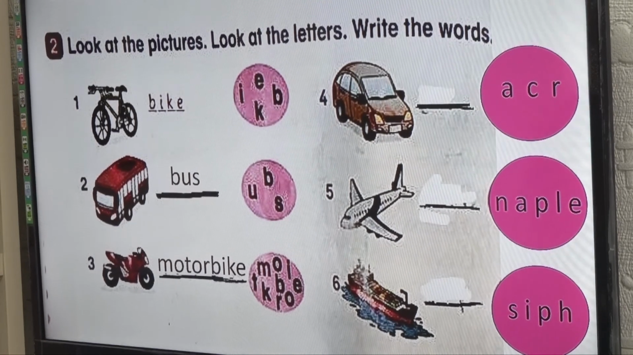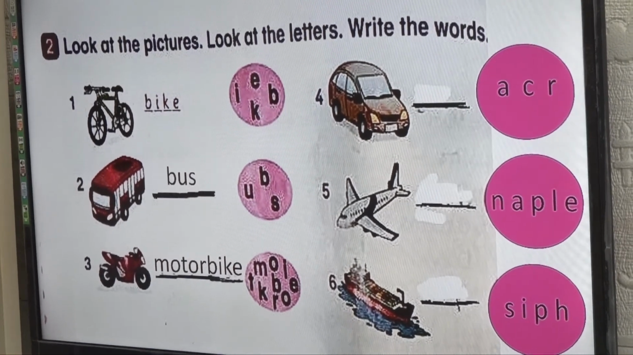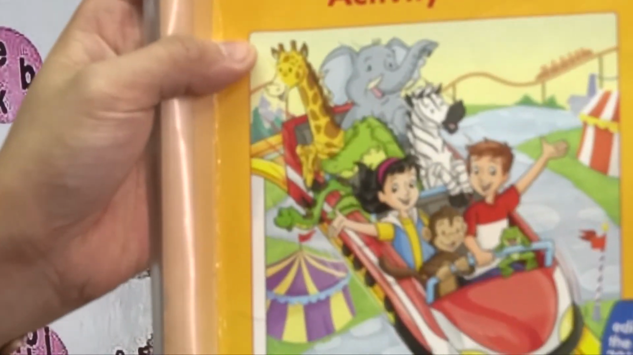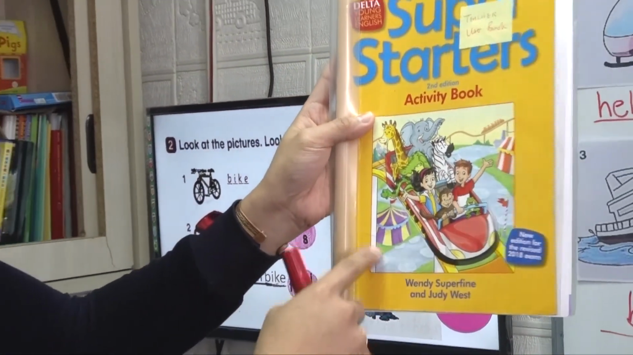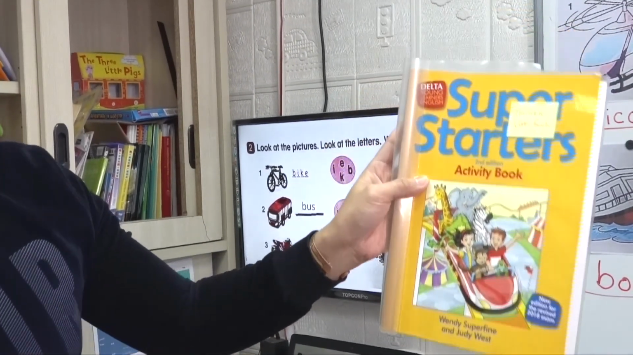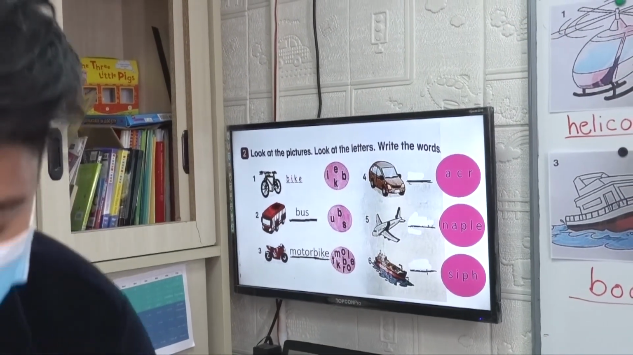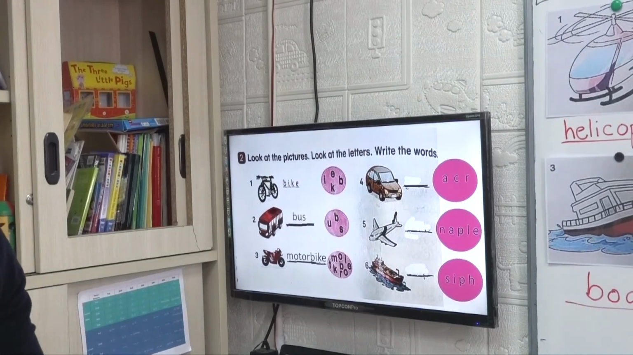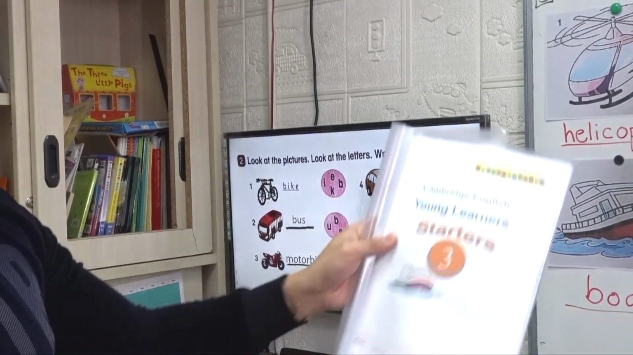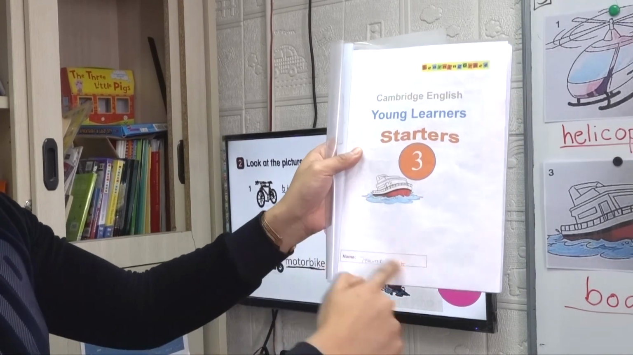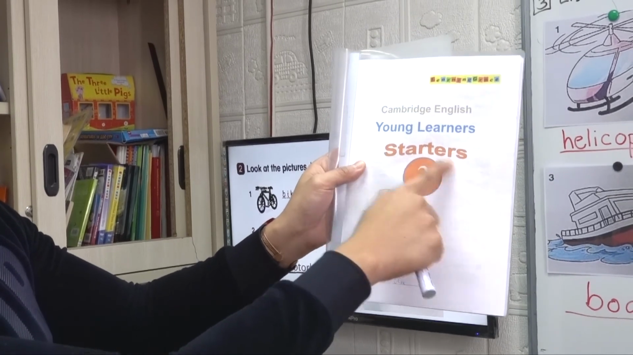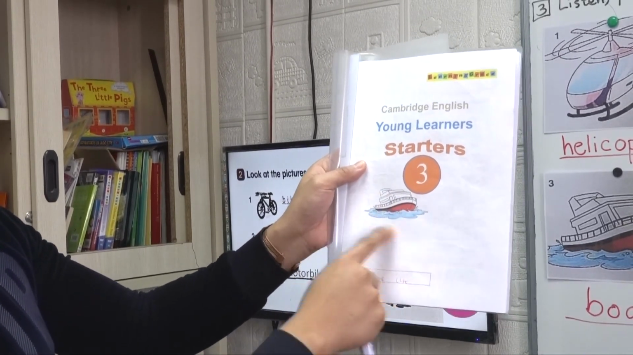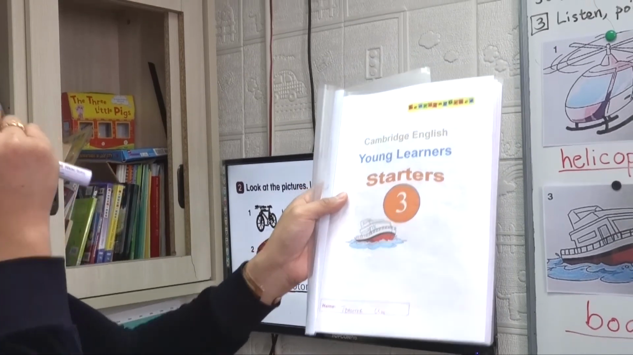Alright, so very good, class. This is the end for today. And we use our activity book. Remember, your book is this one. 2 kids with the animals riding a roller coaster. Super Starters. We should use this book. We've done page 36 and 37. Now, the next one is this one. We use our workbook. It should be like this. Young Learners, Starters. Number 3 should be big number 3 and Starters, with the ship or the boat. The boat.